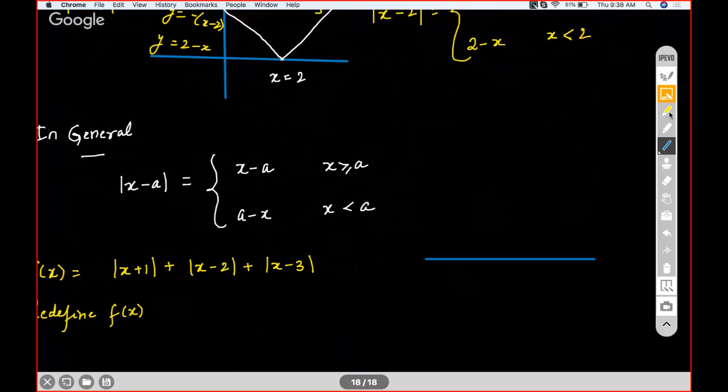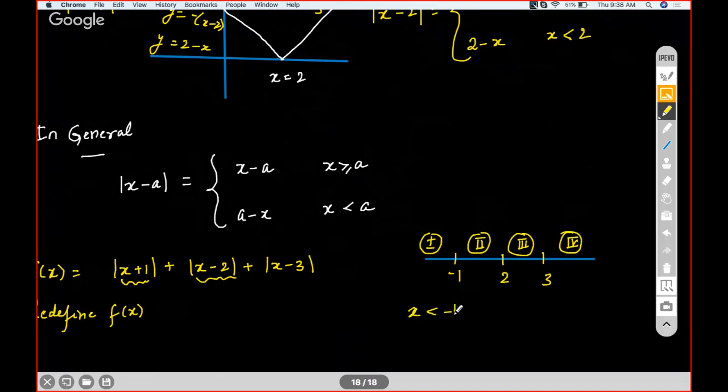The way to proceed is, first of all, see what is the critical point for this mod function? Minus 1, because left of minus 1 and right of minus 1, it will behave differently. What is the critical point for this mod function? 2. And for this one? 3. Now I will try to redefine this function in these 4 zones. So assuming your x is less than minus 1.